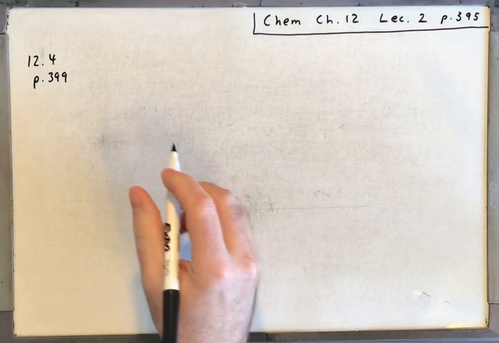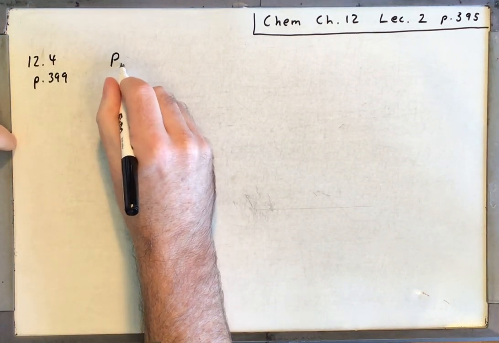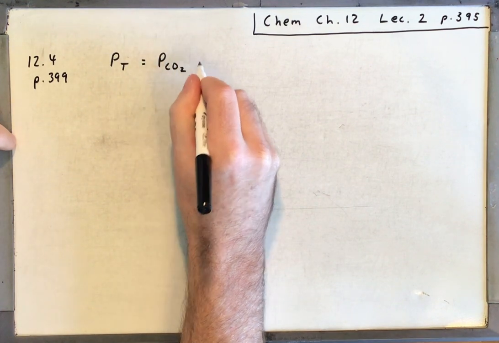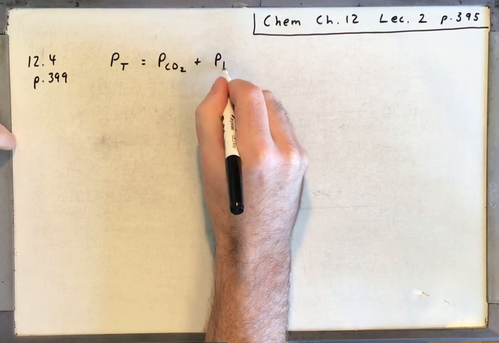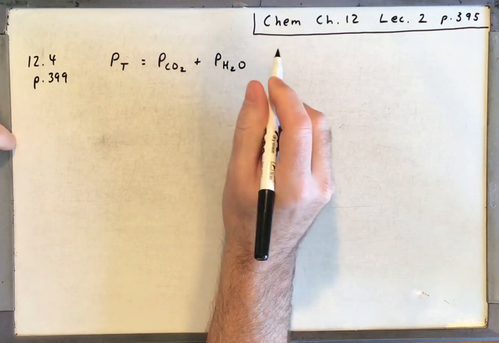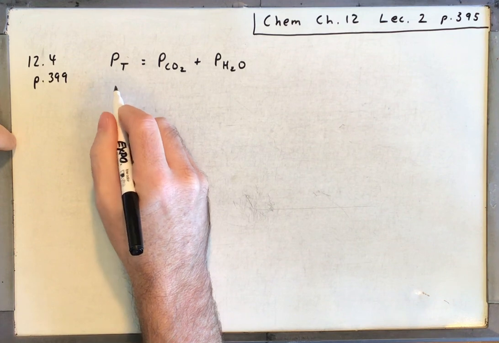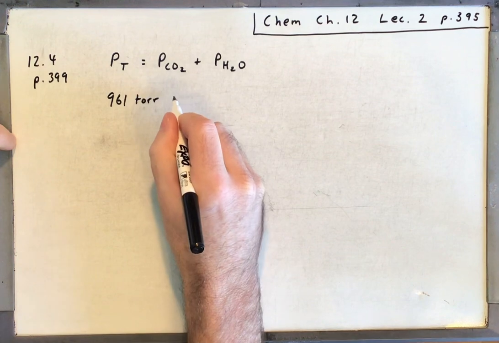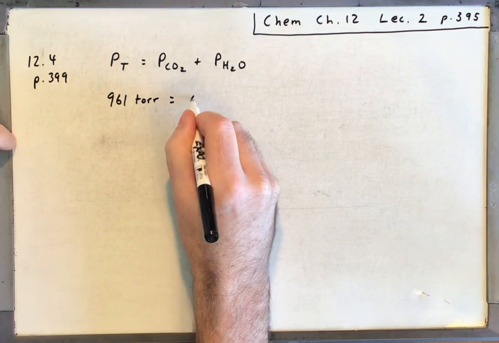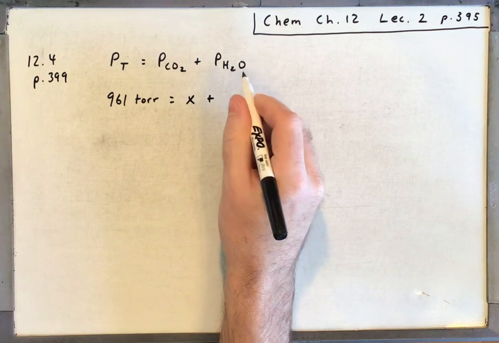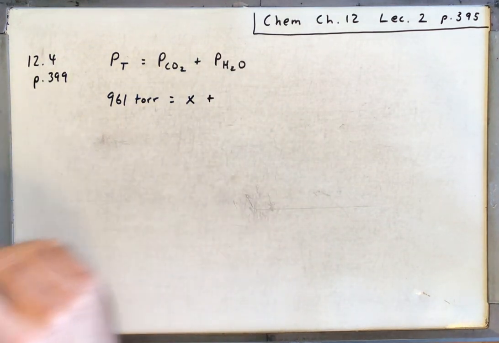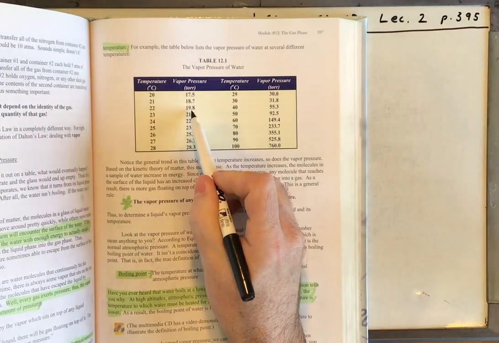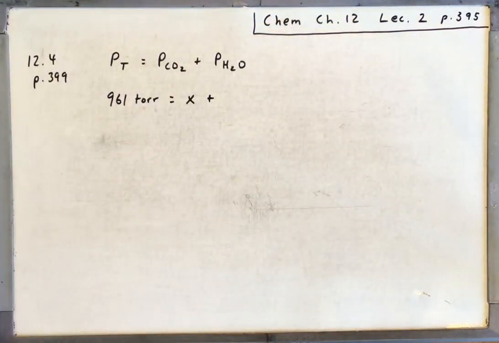Okay, so from Dalton's law of partial pressure, we know that the total pressure is going to equal the pressure of the gases. Well, those gases are CO2, and since we collected it over water, H2O. It said that the total pressure is 961 torr. We don't know the pressure of the CO2. I'm going to call that X. And then we can get the pressure of the water because we know the temperature. At 22 degrees, the pressure of the water is 19.8 torr.